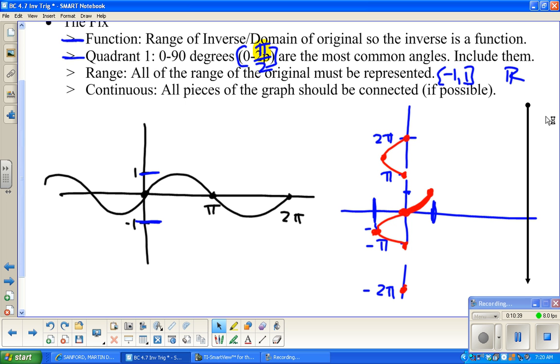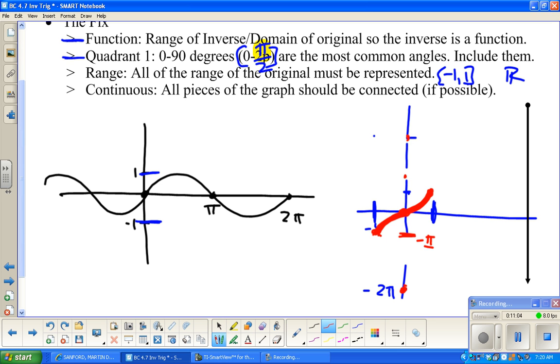Okay, but I also need it to be a function, and I want it to be continuous. Well, this little piece right here would cover my left part of this graph, and it would make it continuous. So what I'm going to do is get rid of that little piece. So all I'm left with is this little nubbin of a piece of graph, and where this goes is from -π/2 up to +π/2, and for domain it goes from -1 to 1.